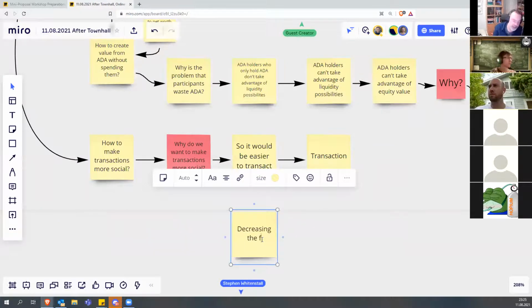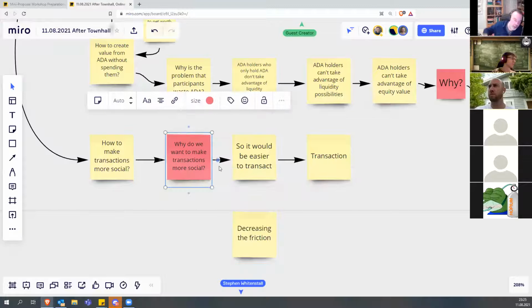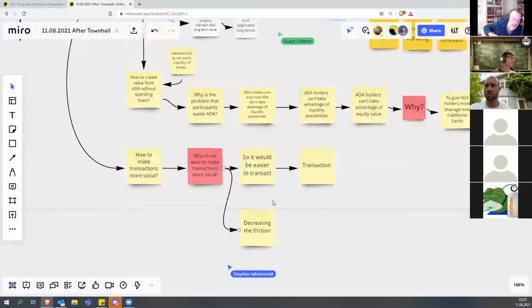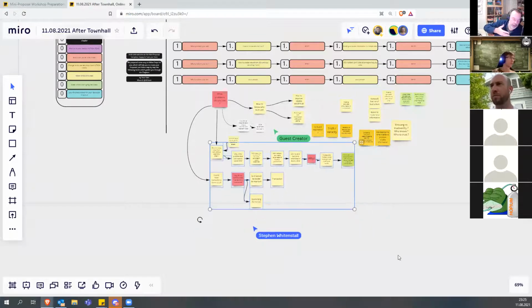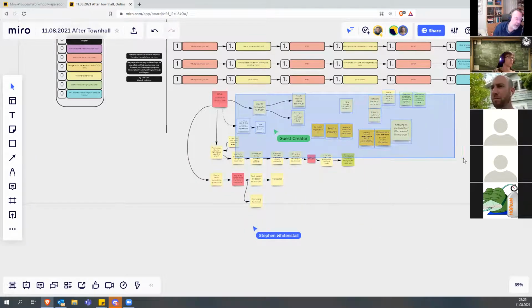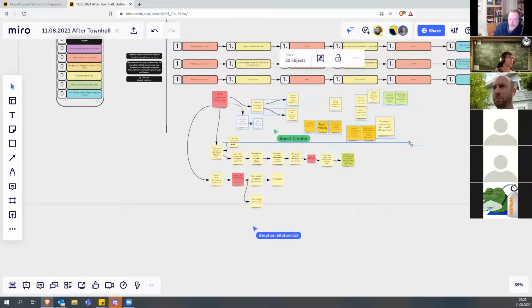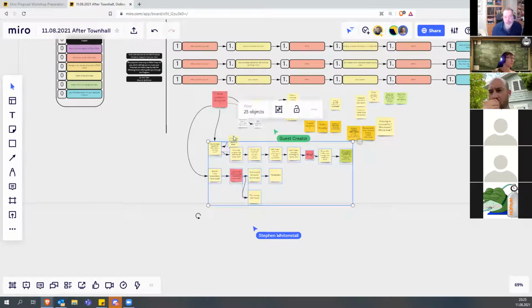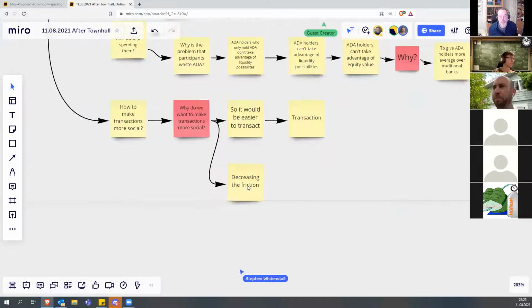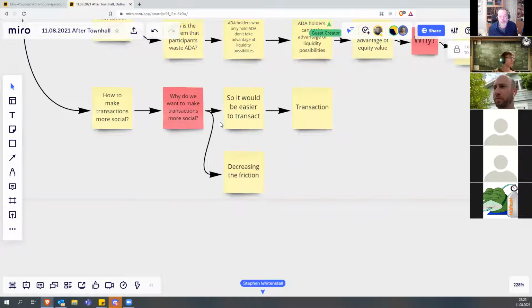Decreasing the friction, less resistance to transacting, I suppose. But again, it's a solution though, isn't it? So the problem would be there's too much friction, too much resistance, it's not easy enough to transact ADA. And being able to maybe have wallets, or this is going into the solution as well, but it might help us find more problems.